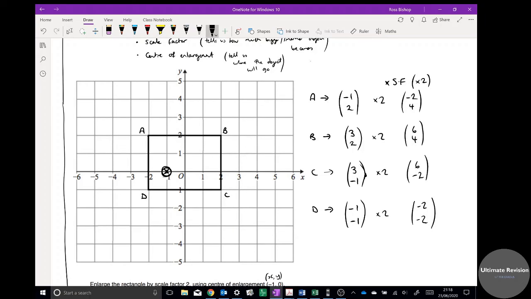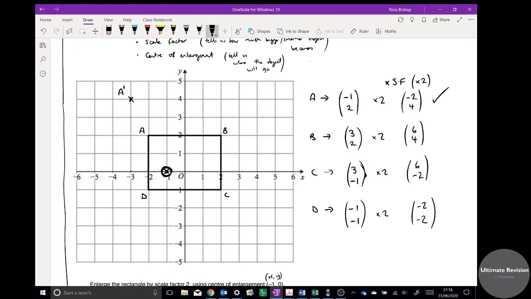So for A, my new A, which is down the right side there, I'll go back to my center of enlargement. I'm going to go -2, and I'm going to go 4 up. 1, 2, 3, 4. And I'm going to put a point there, and I'm going to label that A dash. That's where my new A has gone, and I've done that one.